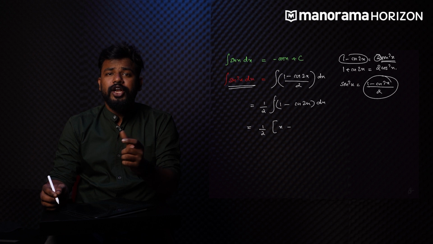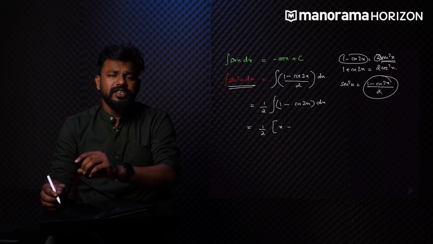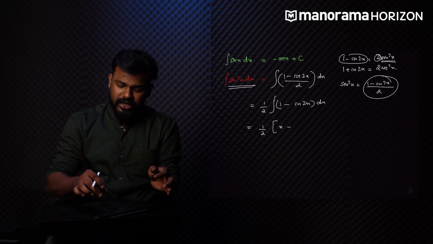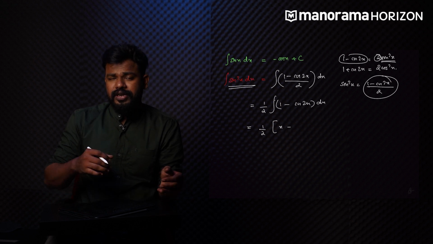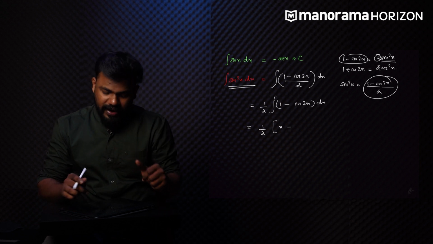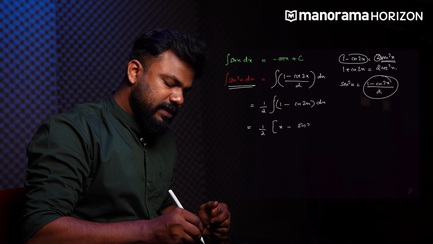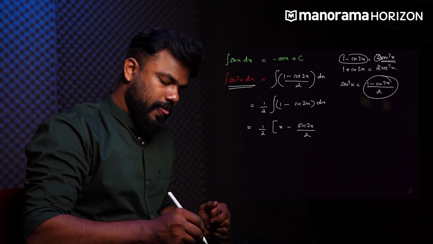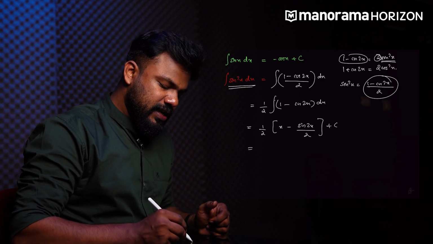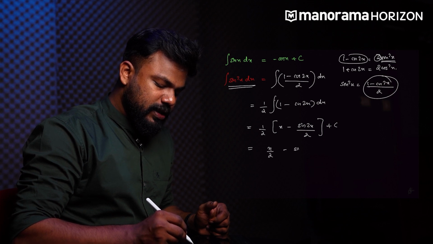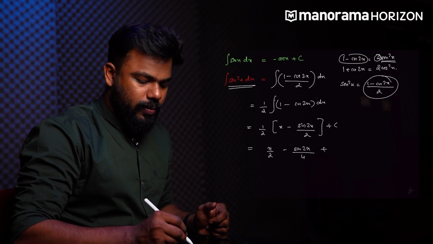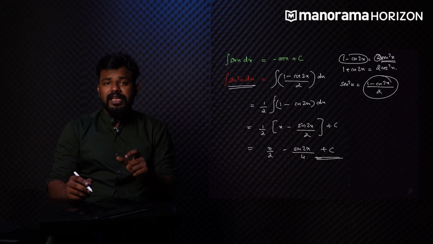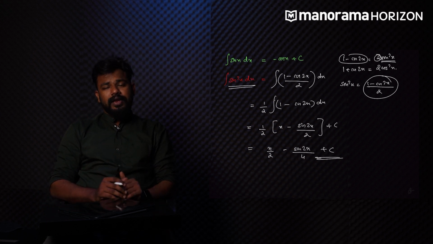And the same chain rule in differentiation we multiply that. So here using chain rule we get 2x derivative as 2, but here we will be dividing that. So you can write it as minus sin 2x by 2 plus c. So the final answer we can write it as x by 2 minus sin 2x by 4 plus c. So this gives us the integral of sin square x dx.